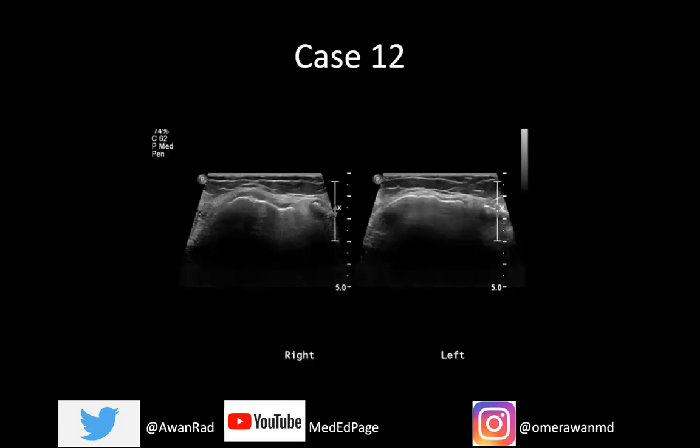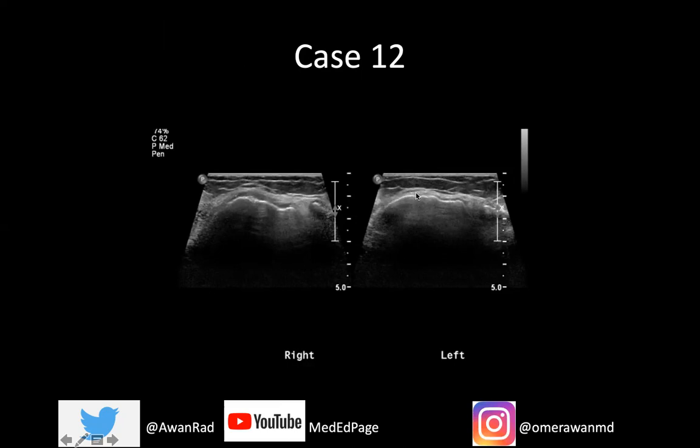Case 12, we have another ultrasound image through the knee, right? This is the medial aspect of the knee. This triangular hyperechoic structure is the meniscus, right? This is the bone here, this hyperechoic area. This is the femur. This area is the tibia. This area here is the medial collateral ligament that's studding the femur, the femoral cortex.